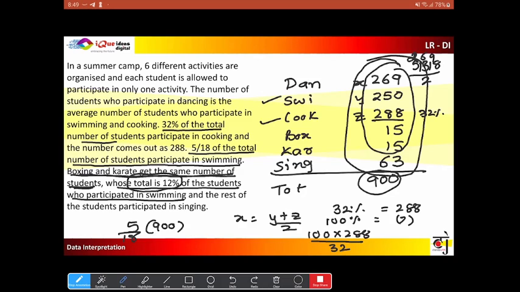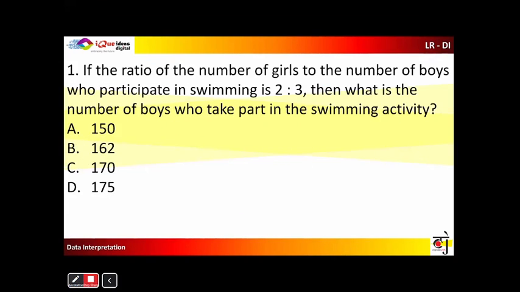Okay. So now, if the ratio of the number of girls to the number of boys who participate in swimming is 2:3, right? In swimming, the total number was 250. So girls is to boys is 2:3. So 3/5 of 250. So the answer we are looking for is 150. Understood this one? Yes. Easy data.